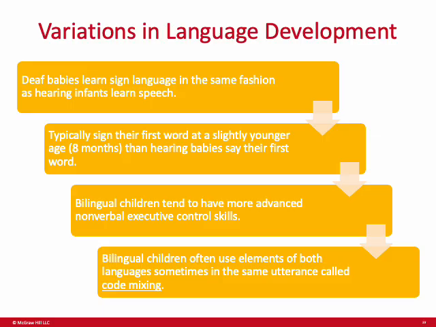Variations in language development. Deaf babies learn sign language in the same fashion as hearing infants learn speech. They typically sign their first word at a slightly younger age, 8 months, than hearing babies say their first word. Bilingual children tend to have more advanced nonverbal executive control skills. Bilingual children often use elements of both languages, sometimes in the same utterance, called code mixing or code switching.